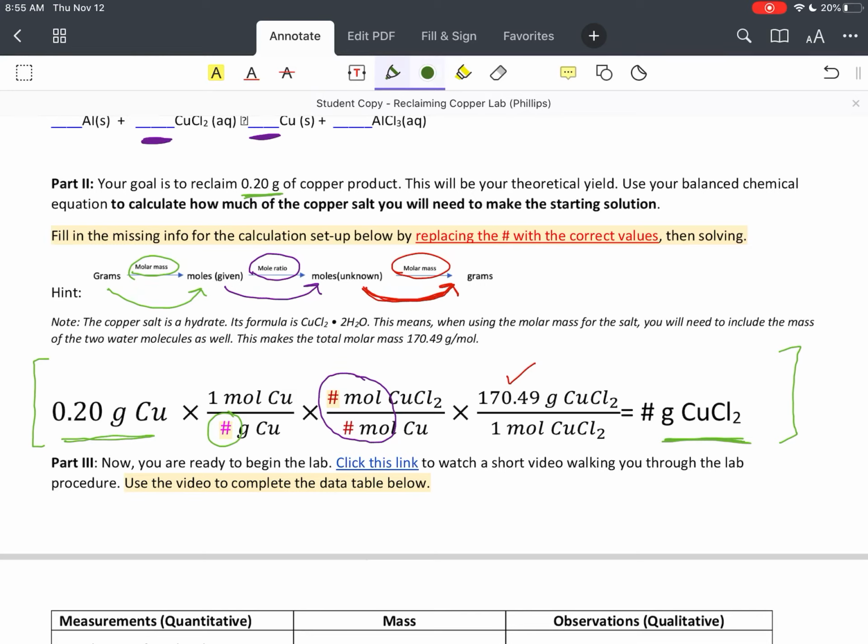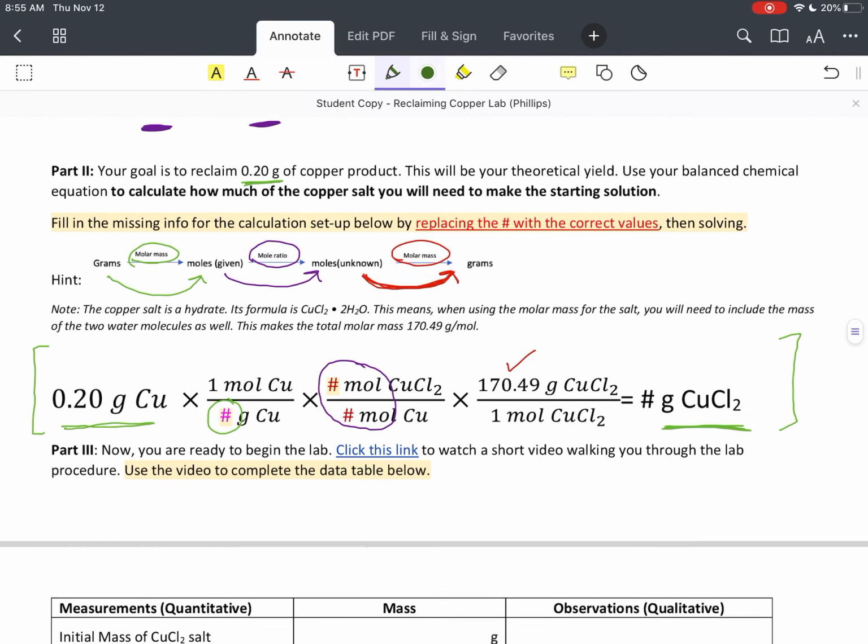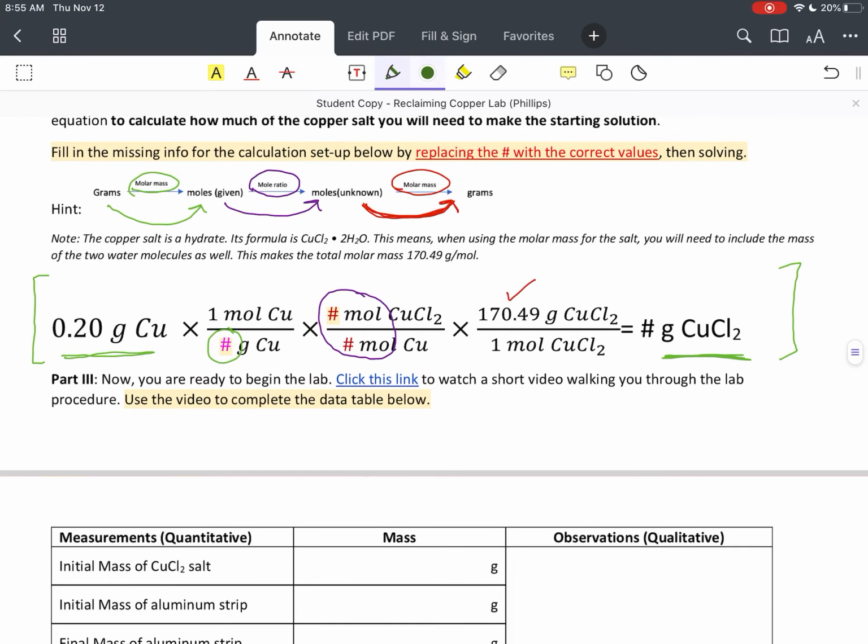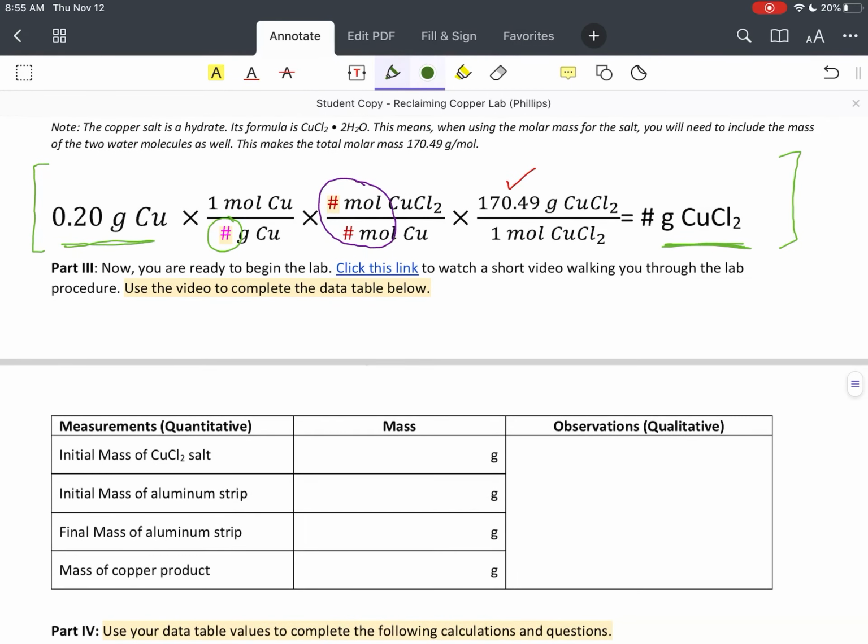This is the actual lab portion. So you're going to click the link in your document and you're going to watch the video that walks you through the lab procedure. So you'll see how you will start with a certain amount of this copper salt, this solid, dissolve it in water, and then you'll actually begin your reaction with the aluminum. Make sure you're filling in the data table as the video goes along. You may need to pause.